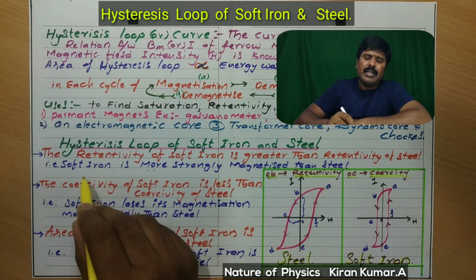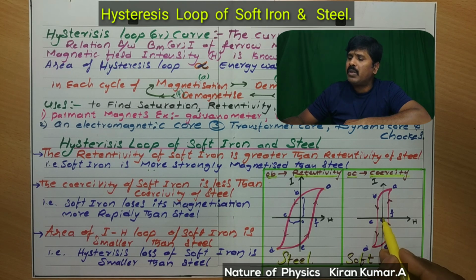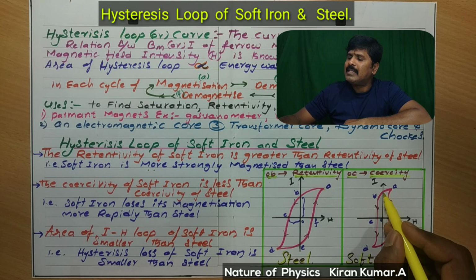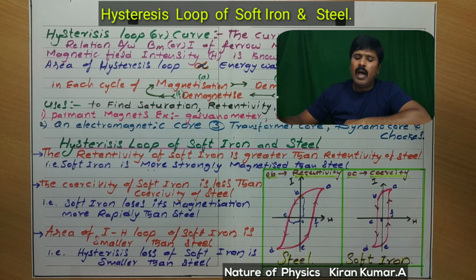So the soft iron is stronger than the steel. Soft iron, what is that, student? Stronger than the steel. The reason is soft iron has more retentivity compared to the steel, clearly appearing the difference. See there here.